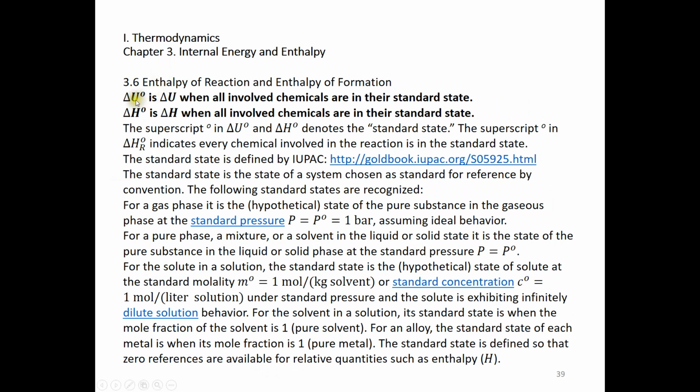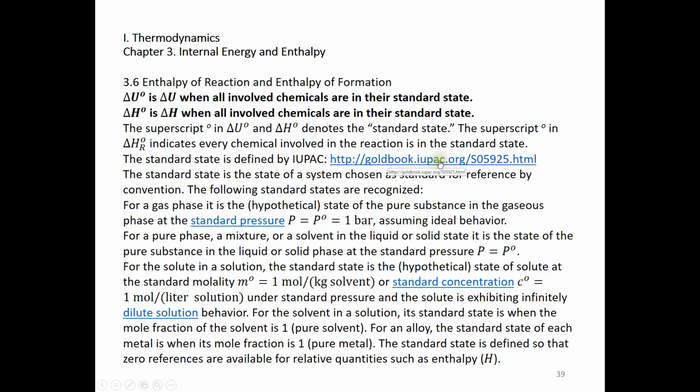Now if you look at this notation, delta U superscript naught is delta U with all involved chemicals in their standard state. This superscript 0 or superscript naught means standard state. Same here, in delta H superscript naught, it means delta H when all involved chemicals are in their standard state. Again, this superscript naught in delta U naught and delta H naught denotes the standard state, and this indicates every single chemical involved in the chemical reaction is in the standard state. The standard state is also defined by IUPAC.